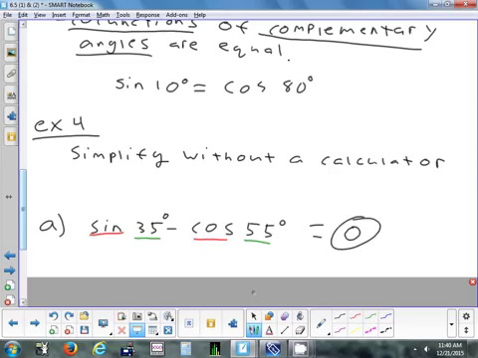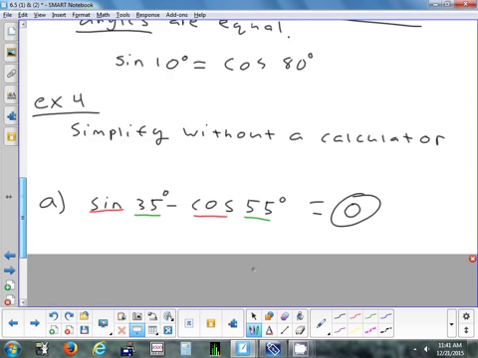The wrong approach here would be to try to figure out what's the sine of 35. I don't know what the sine of 35 is. It's a decimal and it's pretty messy. Cosine of 55, it's another decimal that's pretty messy. But I know they're the same. That's all I need to know. And when you subtract two things that are the same, you get 0.